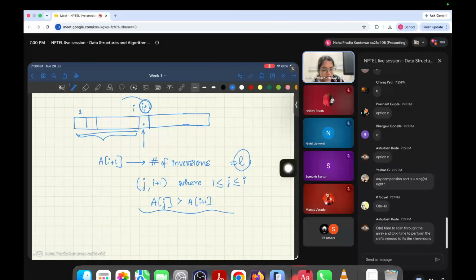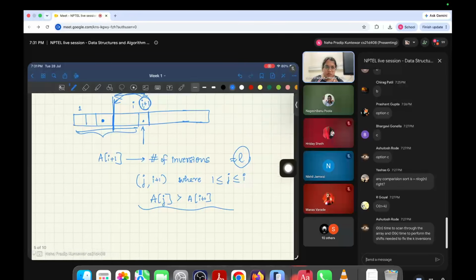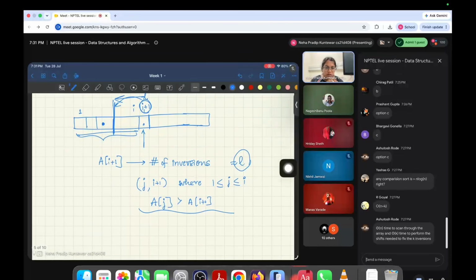So where can its correct position be? Its correct position can be at most L steps to the left, because if not, then the element before that would also have had an inversion with the (i plus 1)th element. So that is the observation which you are implicitly using. Does that make sense, or do you want me to repeat?